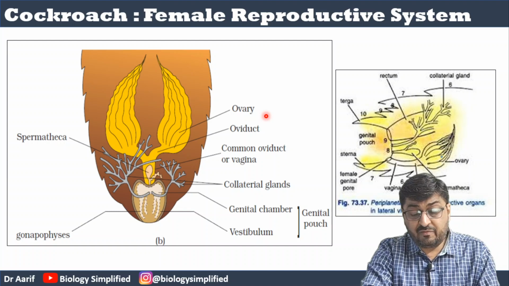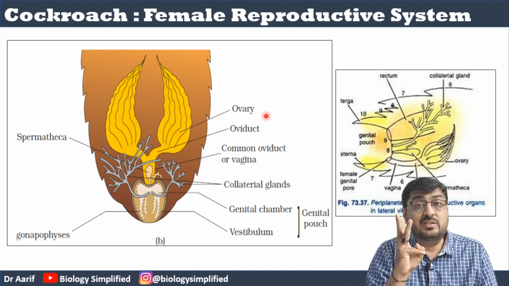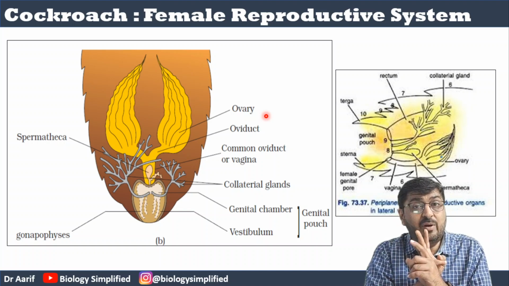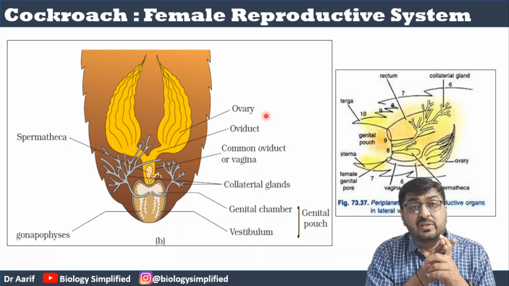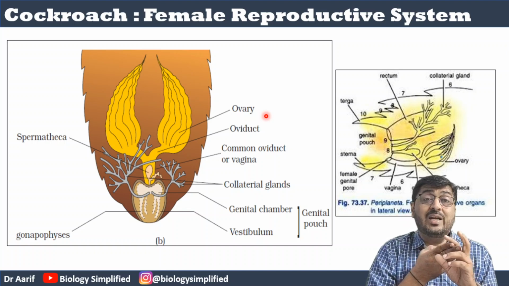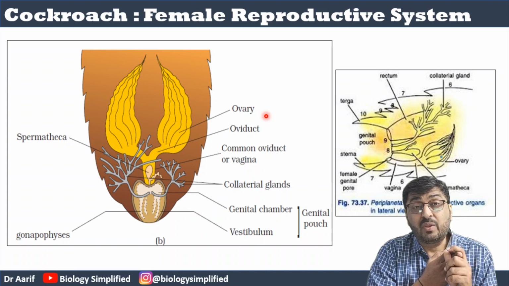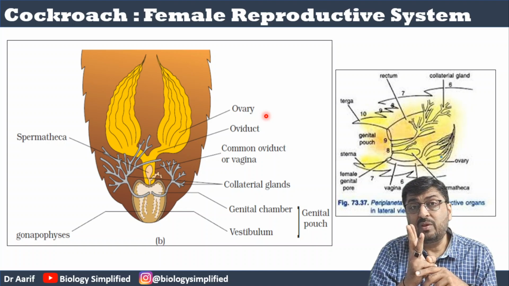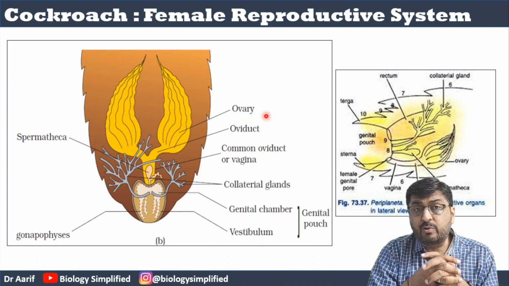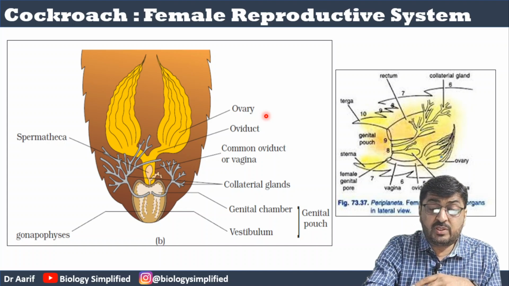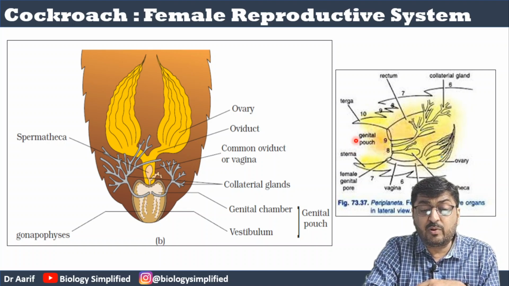Now tell me, friends, how many structures are opening into the genital pouch in the female? 3 structures. The vagina opens into the genital pouch by the female genital pore, the spermatheca opens into the genital pouch, and the collateral glands also open into the genital pouch. 3 structures opening into the genital pouch. Now, what is happening in the process of reproduction? In the process of reproduction, we find that the spermatophores are deposited here.